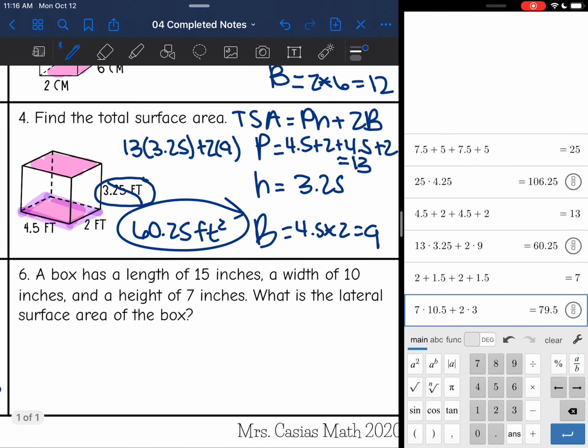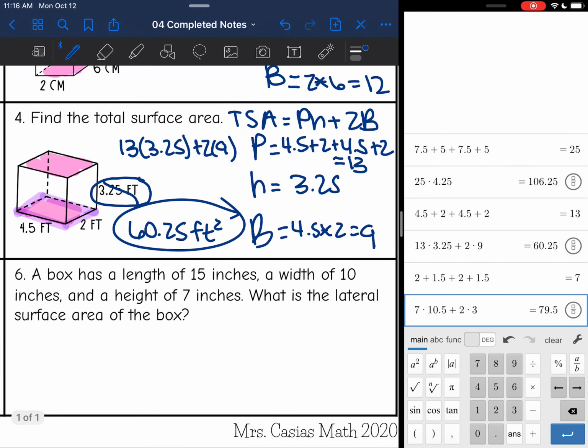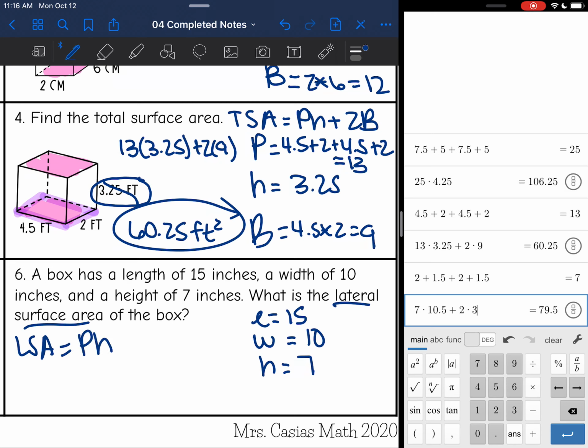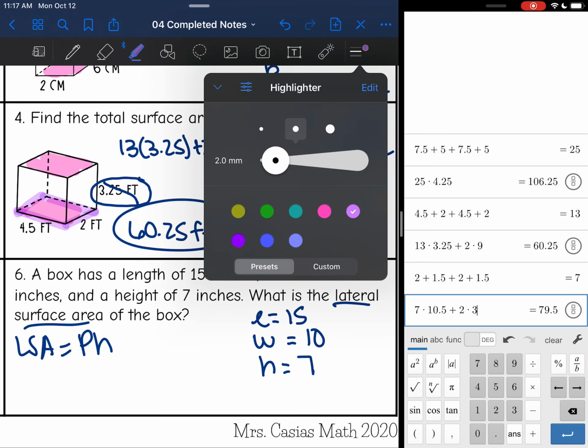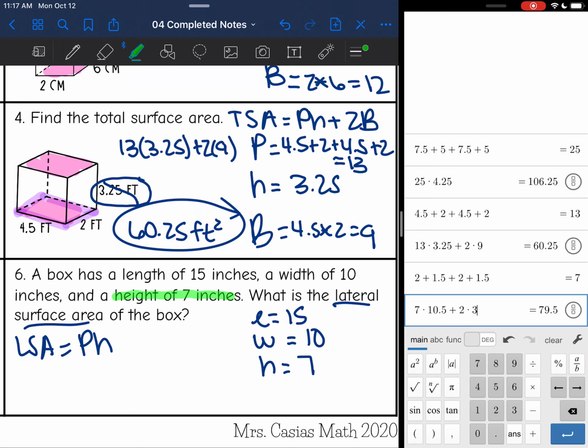Okay, last one, it says a box has a length of 15 inches, a width of 10 inches, and a height of 7 inches. What is the lateral surface area of the box? So I will need to do perimeter of the base times the height. So you have to be careful in word problems. If they give you the height, then that is the dimension you have to use for the height.